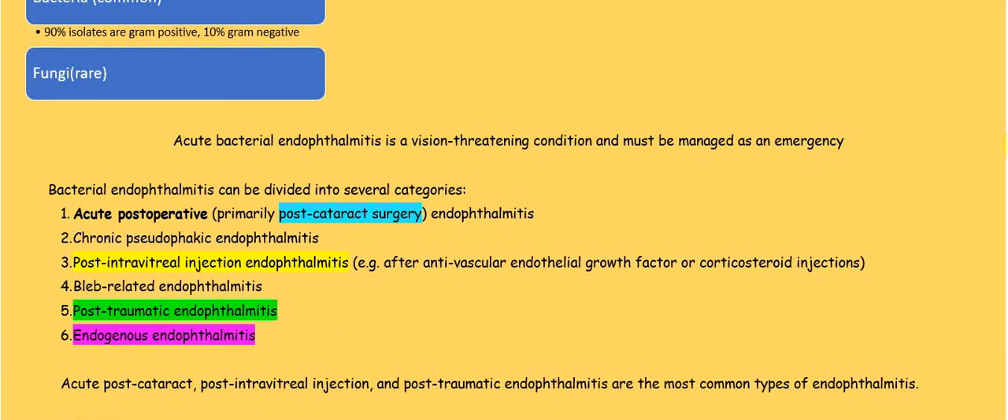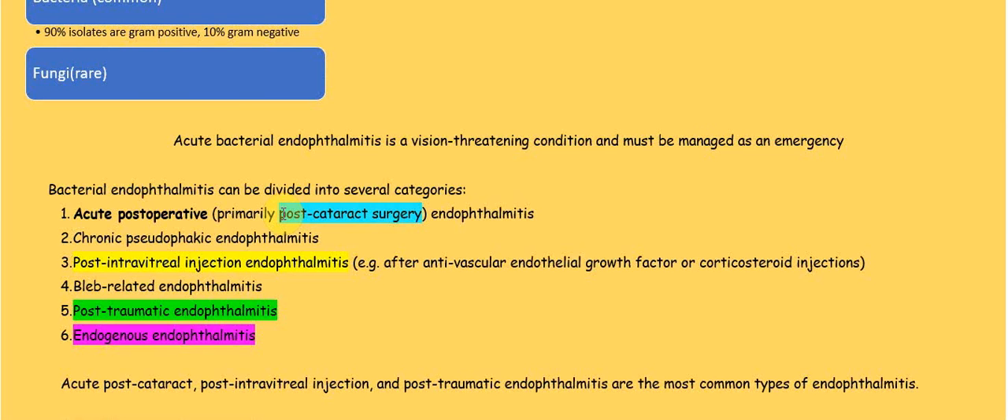So for ease of understanding and to pick up this topic in any scenario that they can give to you in UHS or in any module exam or block exam, you have to divide bacterial endophthalmitis into several categories, and I have underlined the most important one. For many years, the most important cause or leading factor of endophthalmitis was cataract surgery. Even now, a huge proportion of endophthalmitis is post-cataract surgery, a complication of cataract surgery. Hence, I basically highlighted this point.